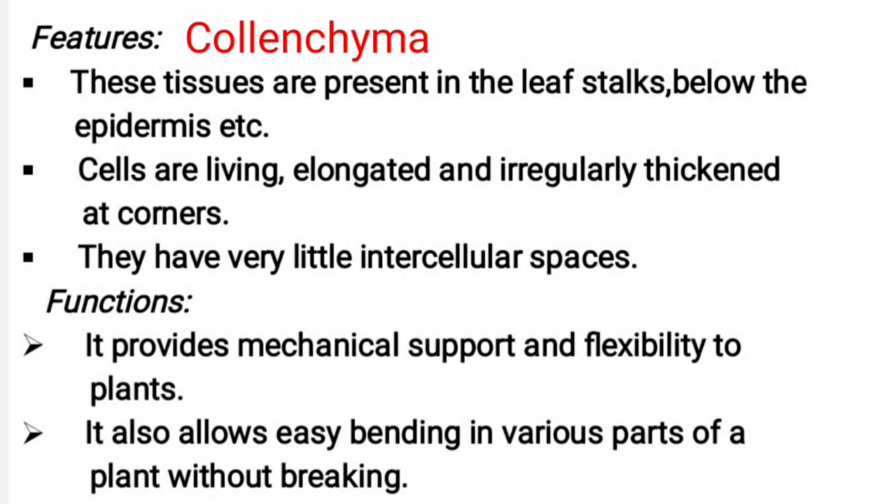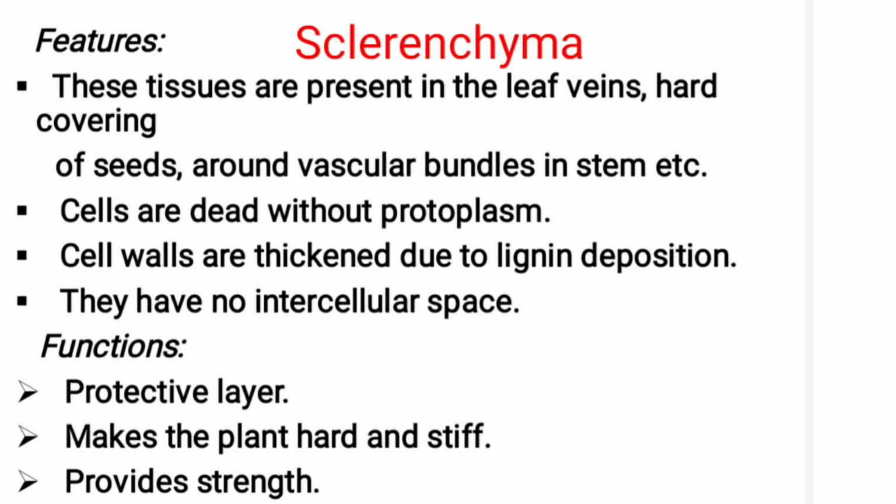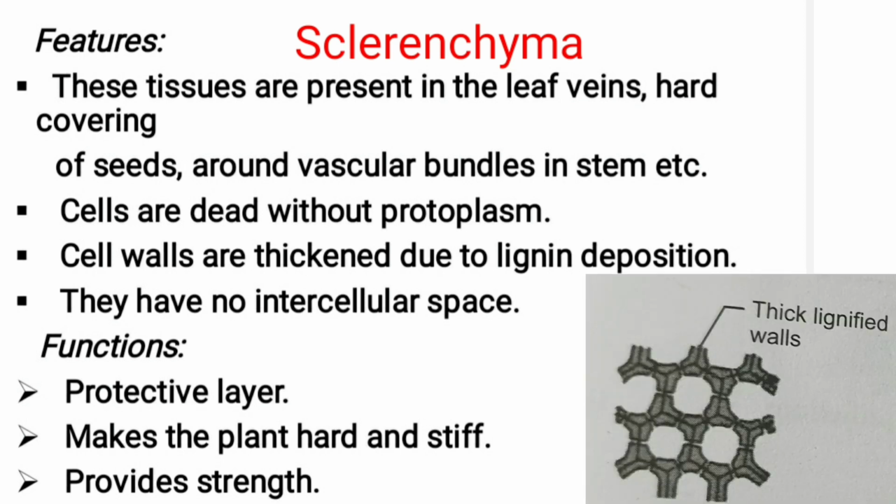Next is sclerenchyma. This type of tissue is present in stems, around vascular bundles, in the veins of leaves, and in hard covering of seeds and nuts. One of the examples is husk of coconut. Important features are: the cells of sclerenchymatous tissue are dead. The cells are long and narrow in appearance. Cell walls are thickened due to lignin. Lignin is a chemical substance.